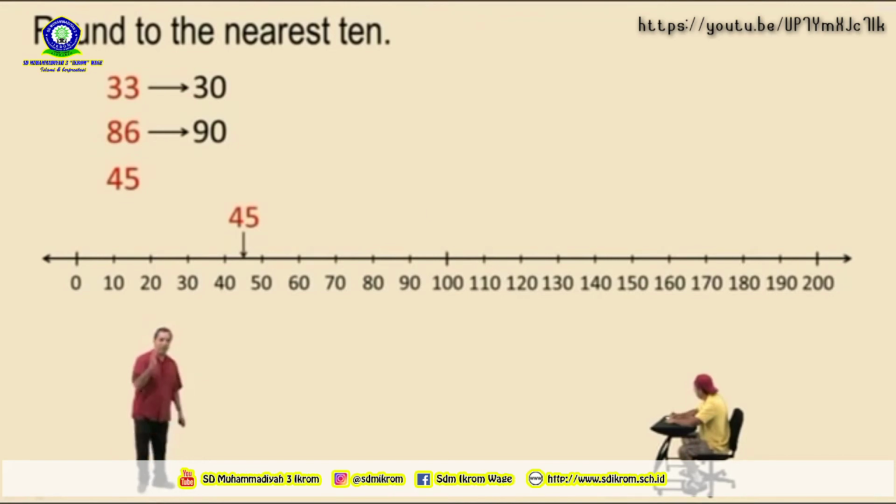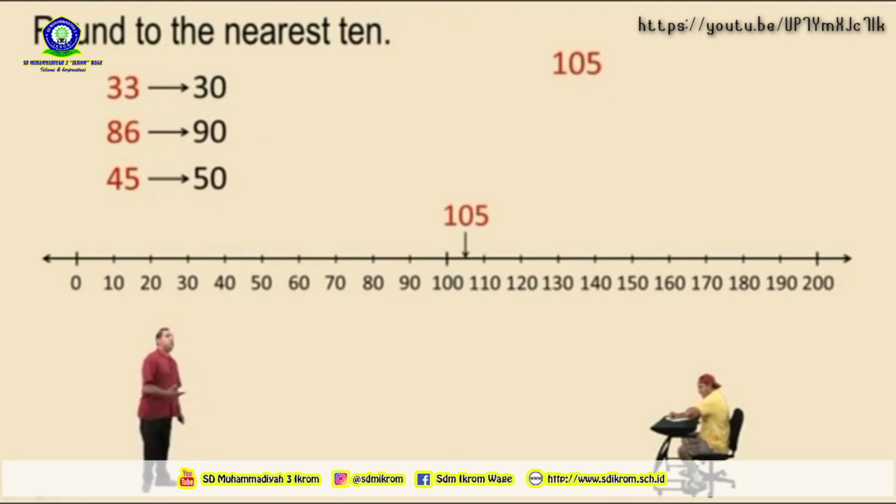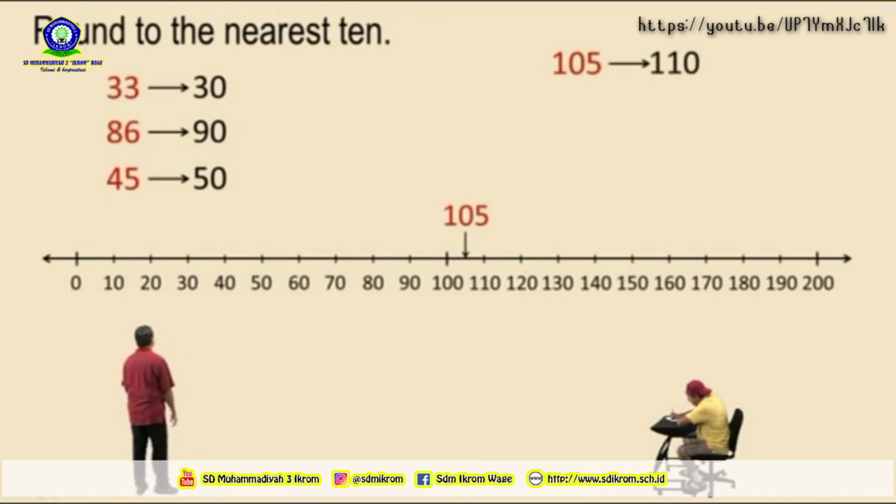45. Now 45 is right in the middle of 40 and 50. And when we're in the middle, remember we round up. That means go to the right on the number line. So 45 rounds to 50. 105 is right in between 100 and 110. When we're in the middle, we go to the right. We round up. So 105 rounds to 110.